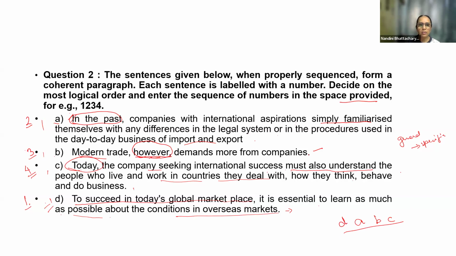So we looked at the statements which were specific. We found one statement which was general. Then we figured out there was a statement which set up a contrast, between the past and the present. So the past comes first, present goes after that. And you are done.